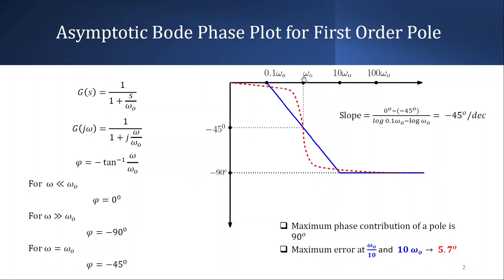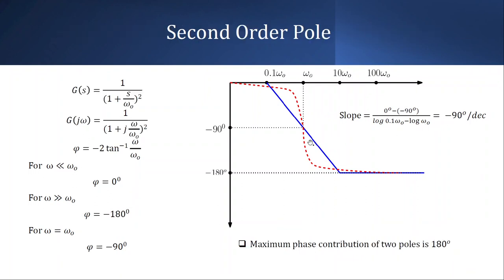When omega is far less than omega 0, the phase is almost about 0 degree. So if we do the slope, that is 0 minus of minus 40 degree divided by log of 0.1 omega 0 minus log of omega 0, you will see that it is minus 40 degree per decade. So whenever there is a single pole, it will be minus 40 degree per decade. Okay. Now let us see what happens when there are two poles.